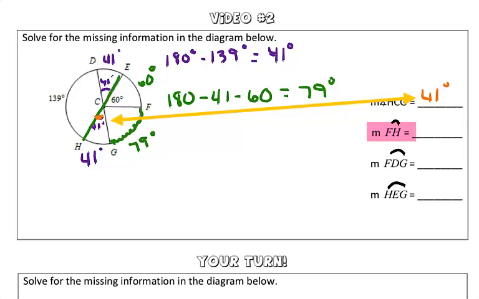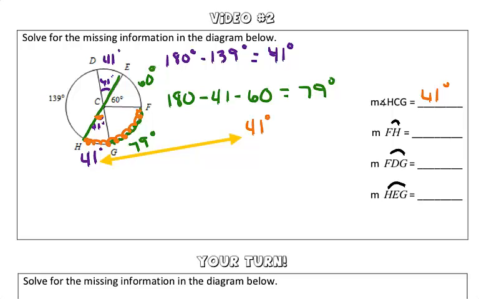Next, the measure of arc FH. FH starts at F and goes through H. So the measure of arc FH is 41 degrees, which is the measure of arc HG, plus the measure of arc FG, which is 79 degrees. So 41 and 79 will give us 120 degrees. The measure of arc FH is 120 degrees.